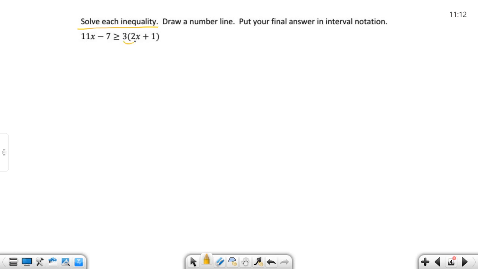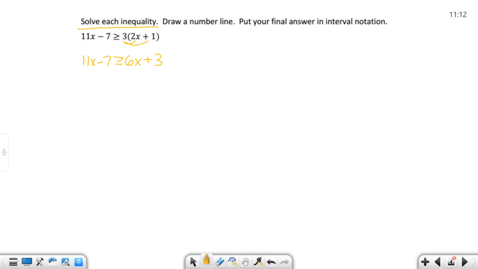So here to solve this, I need to distribute the 3 first, right? Anytime we solve something, we need to simplify both sides. That needs to be done first. Simplify both sides. So here, the left-hand side is simplified, so just bring it down. Greater than or equal to, this is going to be 6x plus 3. And now we have it simplified. Now we need to move stuff around.